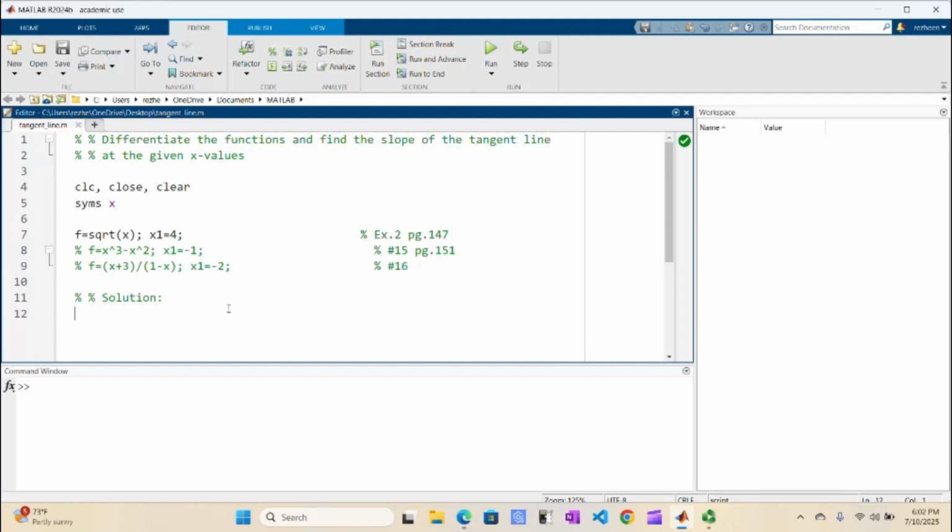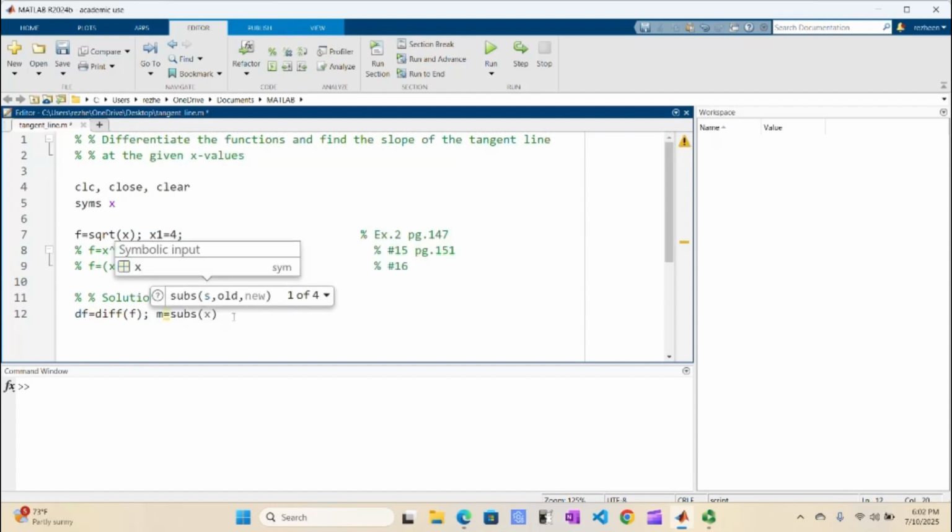We're going to first of all take the derivative of the function. So we say df equals diff f. This will take the derivative for us. Next, I'm going to find the slope. So m equals subs. I'm going to substitute in df and x1. This will find the slope for us. If you recall, the slope of a tangent line is that point evaluated into the derivative.